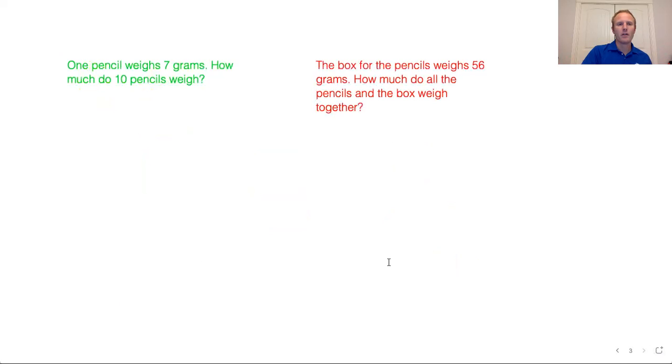It says 1 pencil weighs 7 grams. How much do 10 pencils weigh? So this is sort of a straightforward multiplication problem. We have 1 pencil weighs 7 and we have 10 of them. So I'm going to think of this like a number bond. I don't know the total yet, but I know that each pencil weighs 7 and I have 10 of them. So 1, 2, 3, 4, 5, 6, 7, 8, 9, 10. And I'm going to put a 7 on the end of each of these.